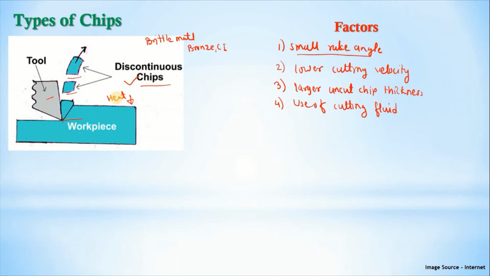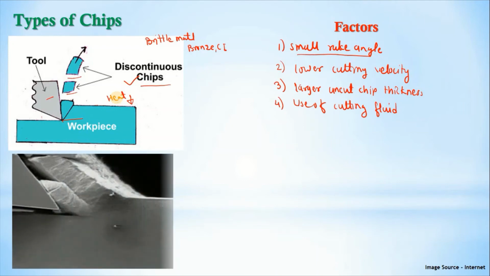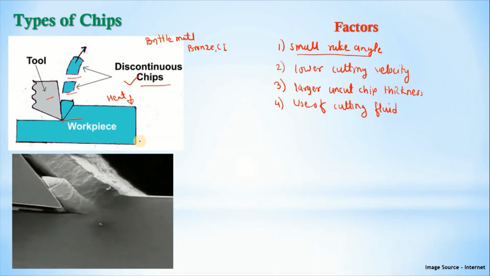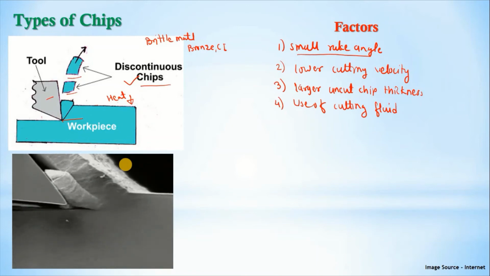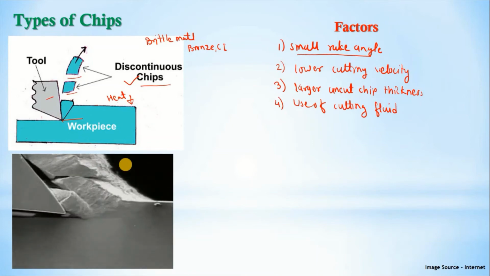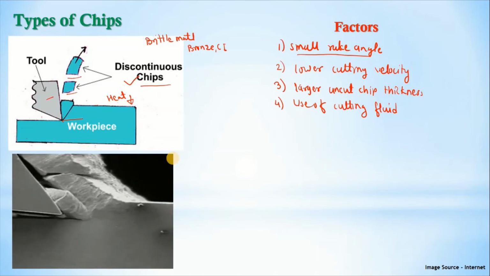So these are the factors. How are we getting these discontinuous types of chip? This way: lower cutting speed, small rake angle, large uncut chip thickness, and if we are using a cutting fluid, we will get these discontinuous types of chip.